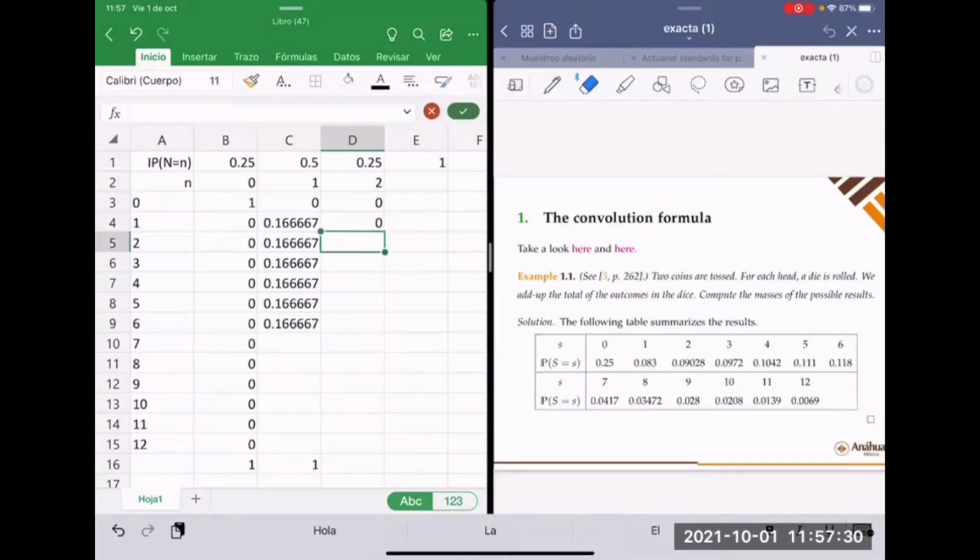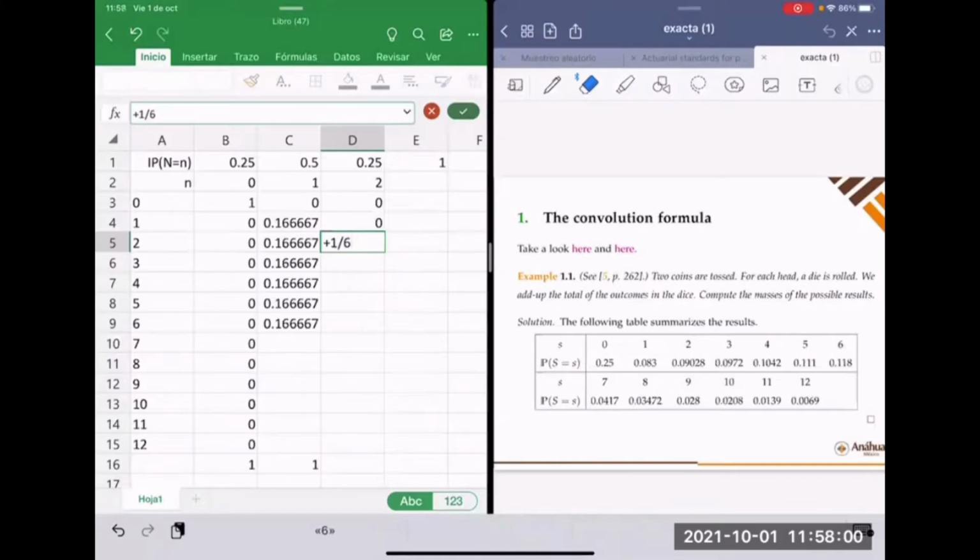What is the probability of obtaining a 2? The probability of obtaining a 2 is 1 over 36. Why is that? Well, because we can get a 2 by means of obtaining a 1 in the first die and a 1 in the second die. So in this case, we have just 1/6.